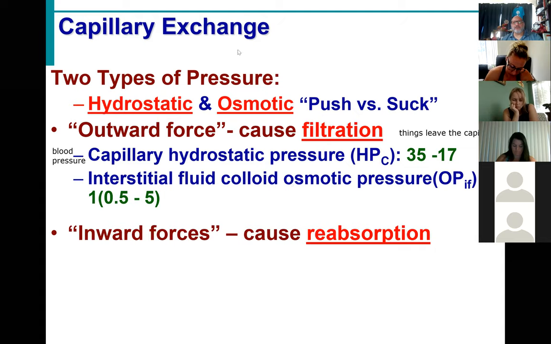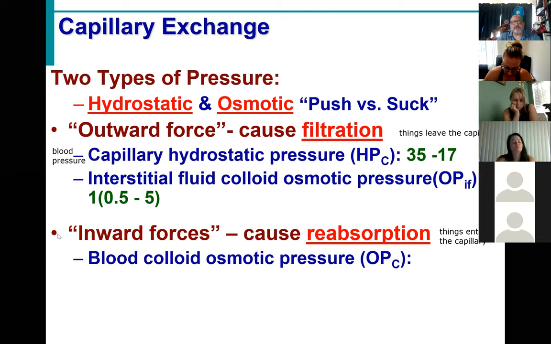Our inward forces cause things to enter the capillary. And as we talked about, that is our blood colloid osmotic pressure. The blood colloid osmotic pressure is how the amount of stuff in the blood draws water to it. There is a pressure gradient in the blood pressure as we go from the arterial end to the venous end. But do you think the amount of stuff in the blood vessel changes dramatically from one end to another? No, it doesn't. And so at both ends inside the capillary, it is about 26 millimeters of mercury.